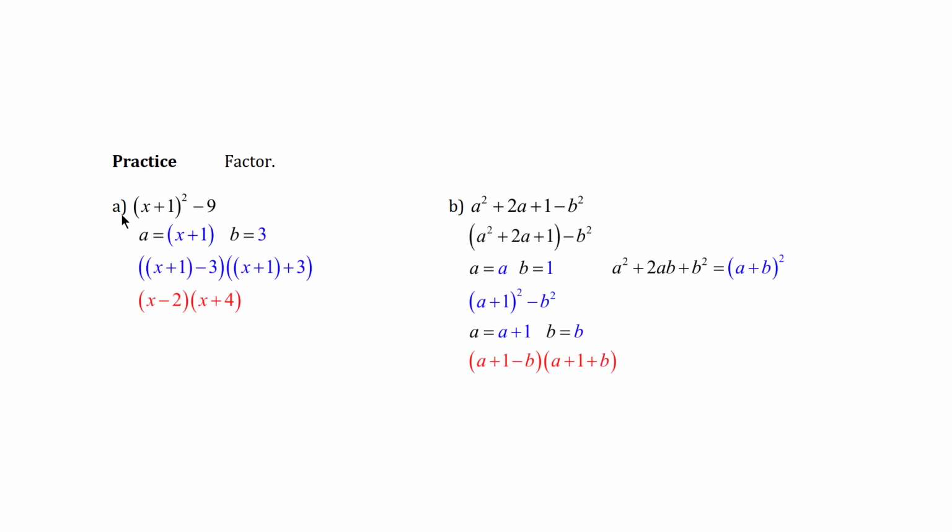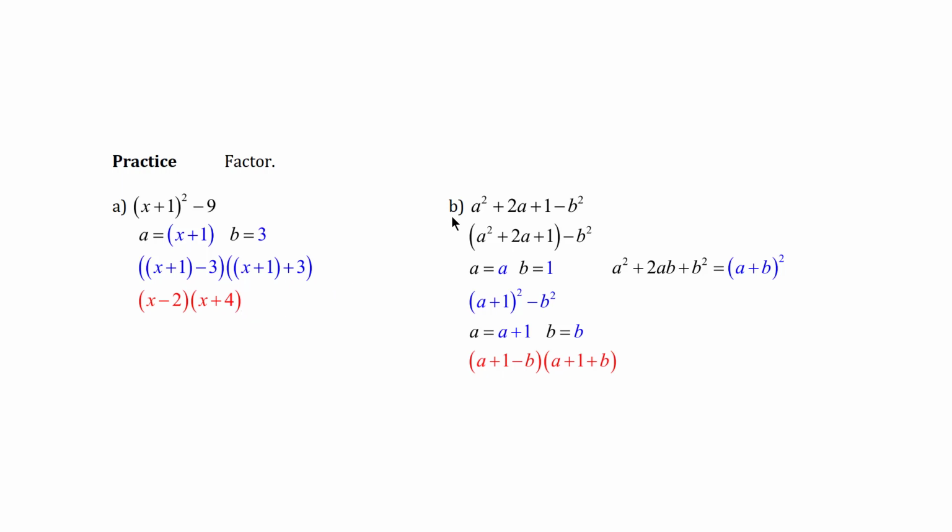Alright, so let's go over part A. To factor this, we use our difference of squares formula and we find our values for A and B. Our value for A is x + 1, our value for B is 3. When we factor this, we get ((x + 1) − 3) times ((x + 1) + 3). Next, we simplify by getting rid of the inner parentheses and combining like terms. Our final answer is (x − 2)(x + 4).